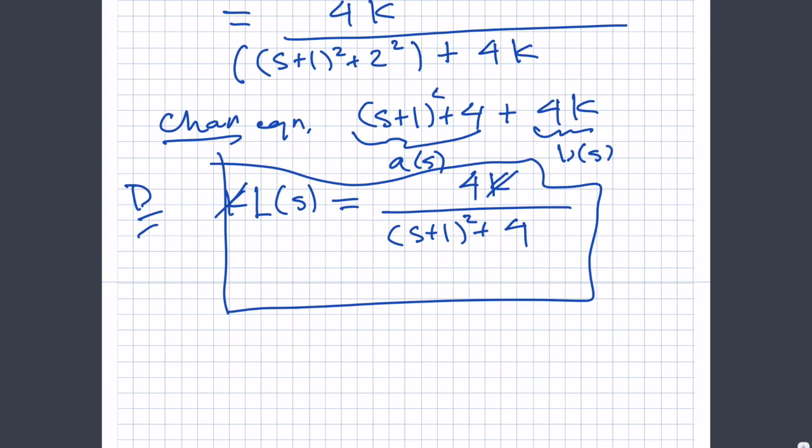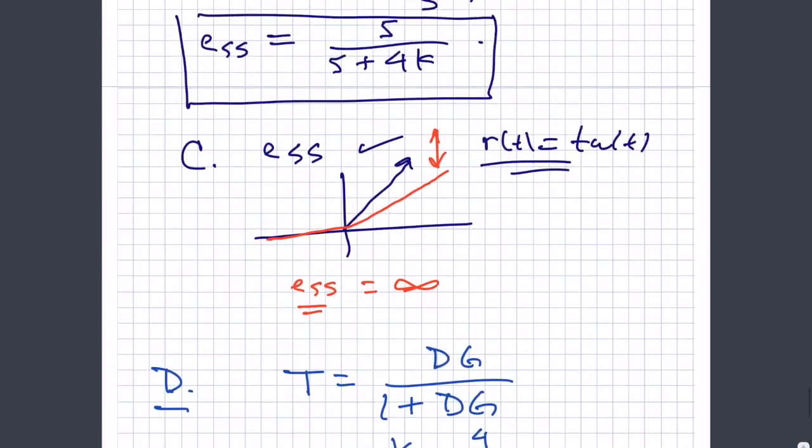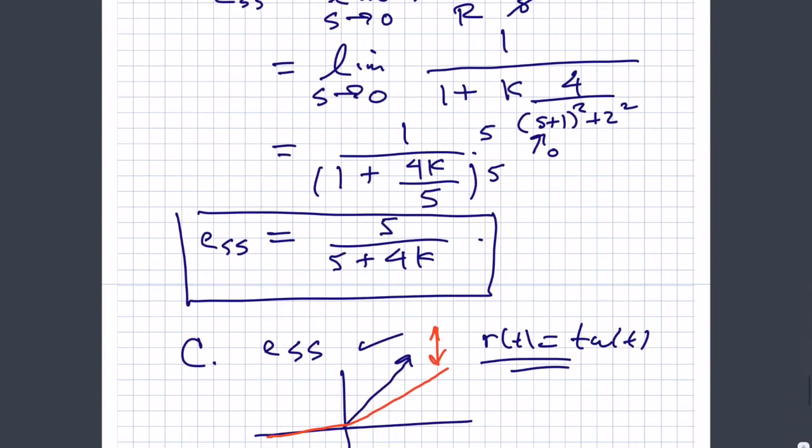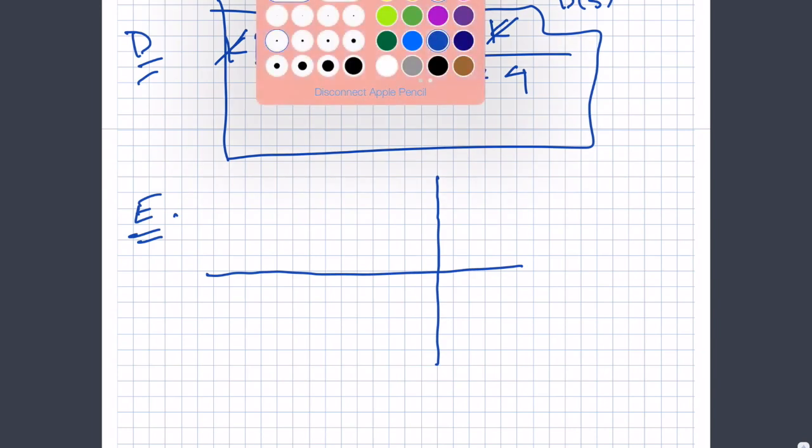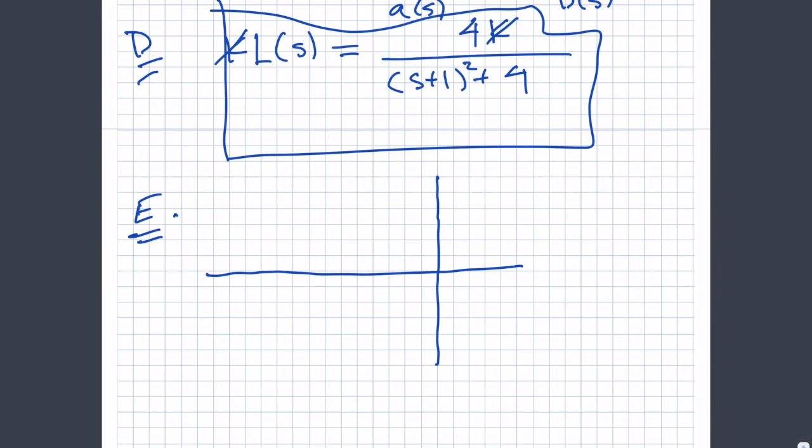Okay, so from there, the next question is to look at a sketch of the root locus for this system. I would draw this axis, and I know that I can drop in the zeros. There's no zeros in this one, no finite zeros. And then I have a pole at negative 1 plus j2. So right here I have a pole, and negative 1 minus j2. So I have poles here and here, and no finite zeros.